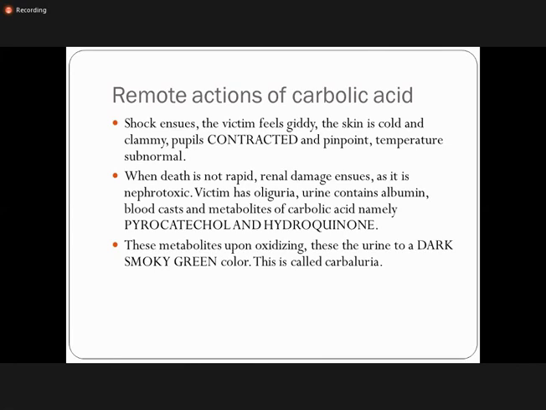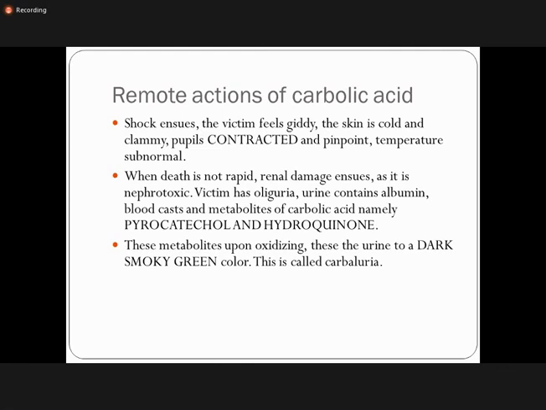then let's talk about death. Death would not be that rapid. There would be some renal damage as it's nephrotoxic. Now, the classic sign for carbolic acid poisoning is a green urine, a dark, smoky green urine, and that's called carburia. All right.